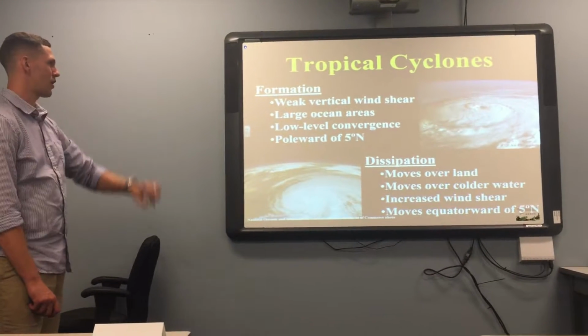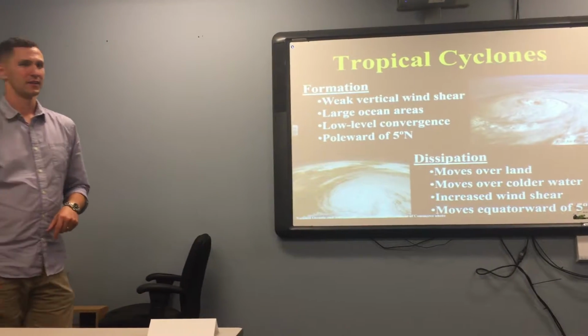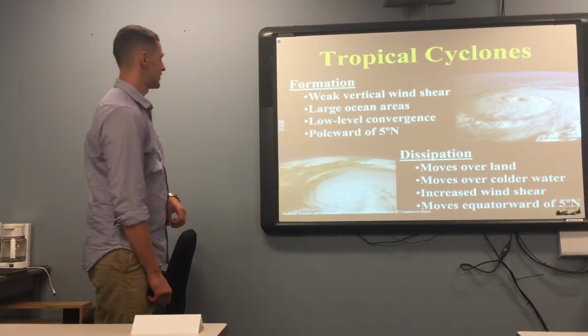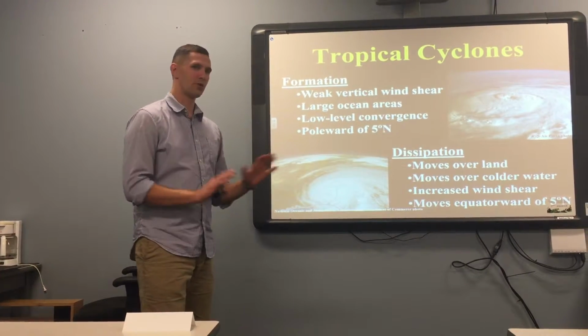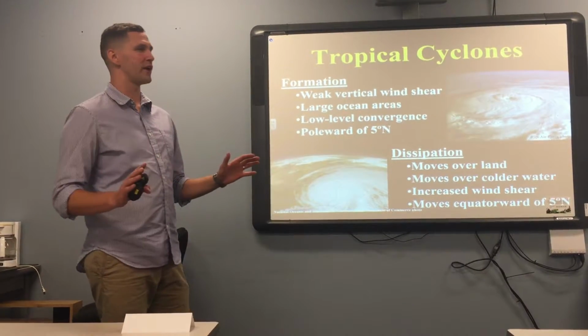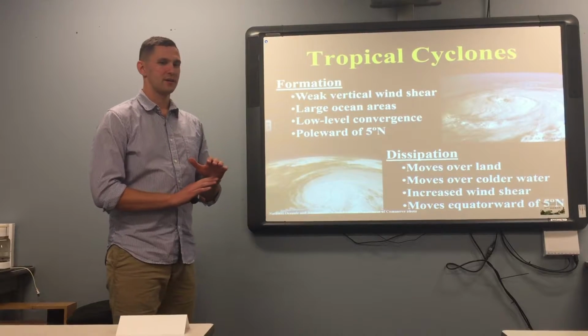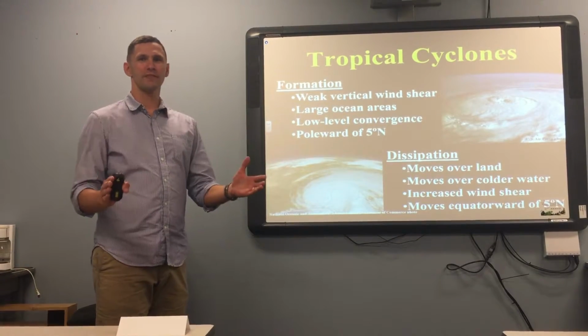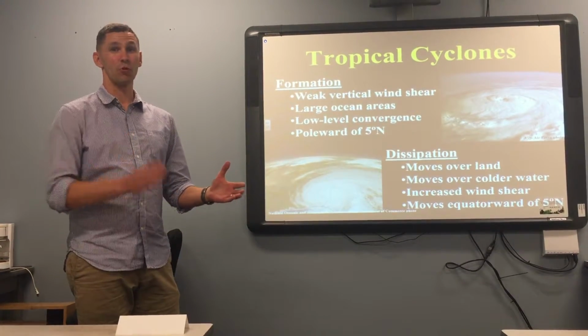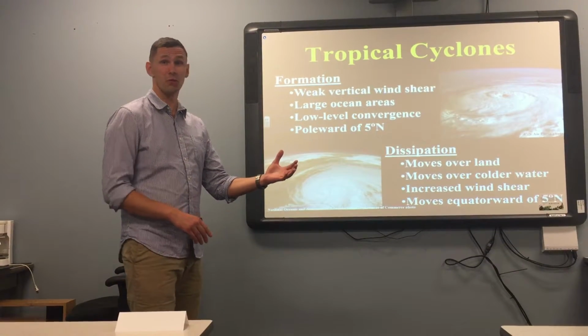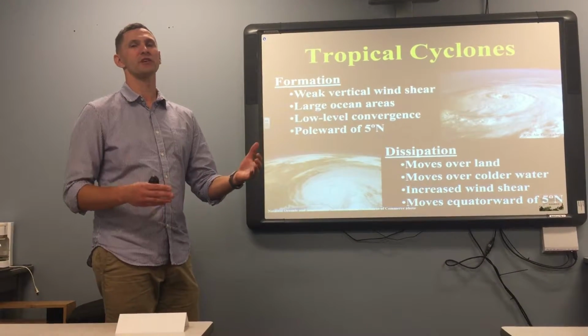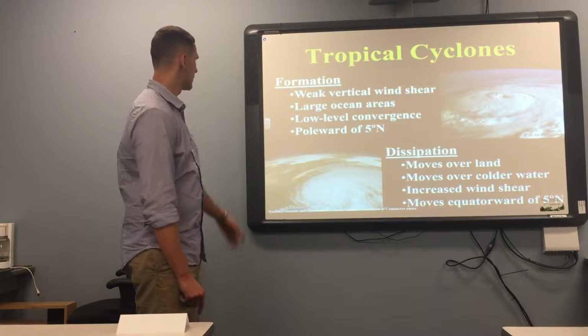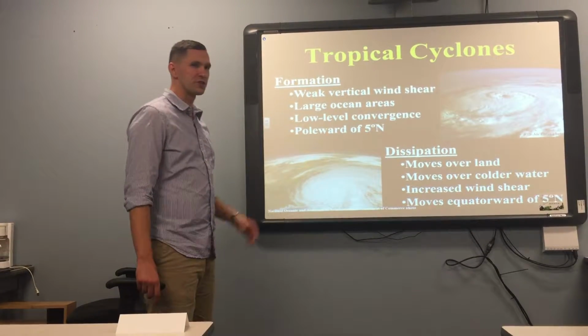We'll talk about requirements for formation. Weak vertical wind shear. Storms don't like resistance, they don't like wind, they don't like anything but the path of least resistance. If you throw wind, for example, like in the form of a cold front, the storm is going to veer into a different direction. It needs to be over a large ocean area.